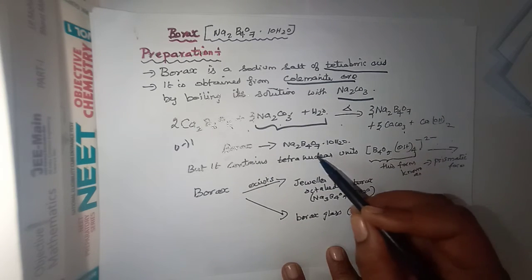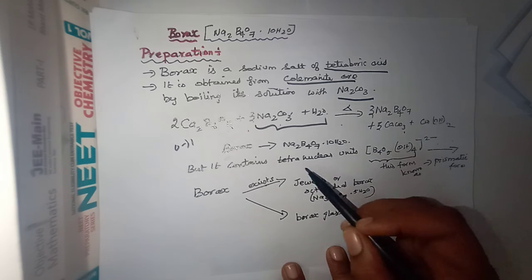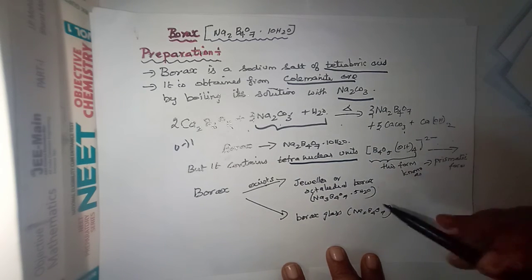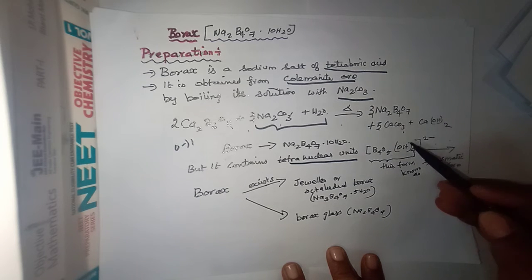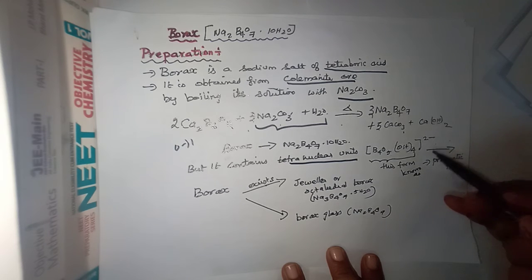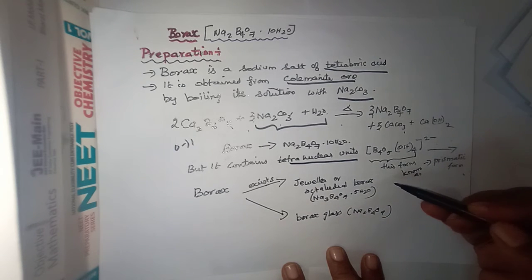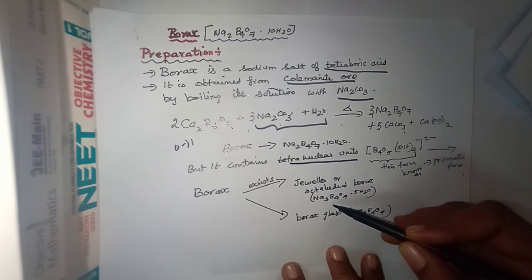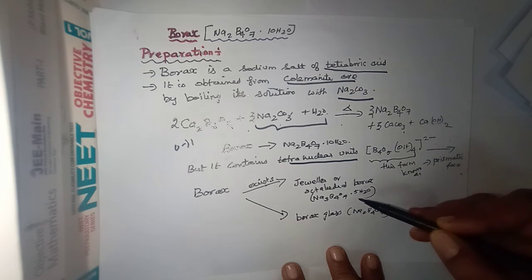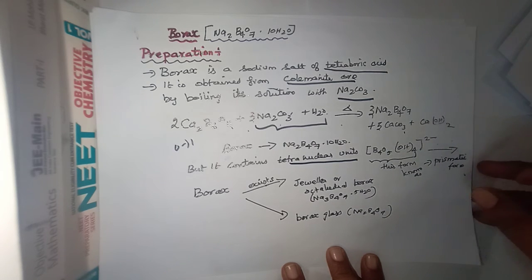Actually the general formula of borax is Na2B4O7 decahydrate. It contains a tetranuclear unit, so it can be written as B4O5, with the remaining being (OH)4, 2 minus. This form is known as prismatic borax. Borax is also known as jeweller's or octahedral borax, or borax glass. The formula is Na2B4O7 pentahydrate. The borax glass is Na2B4O7.